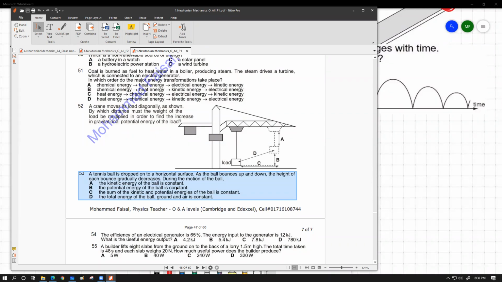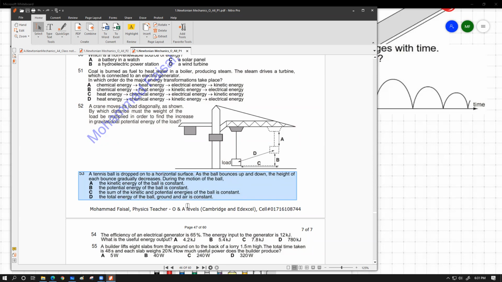The higher the object is, the more potential energy and less K it has. The lower it is, the more K and less GP it has. The sum of the kinetic energy and potential energies of the ball is constant. Well, this could have been correct unless they mentioned this sentence. Have a look. In the second sentence, it says, as the ball bounces up and down, the height of each bounce gradually decreases, which means from the GP plus K amount, some amount of energy is always leaving, which means the sum of K plus potential energies is not a constant. It is slowly converting into heat energy over every bounce. So this sum is actually not remaining constant. So C is not correct.